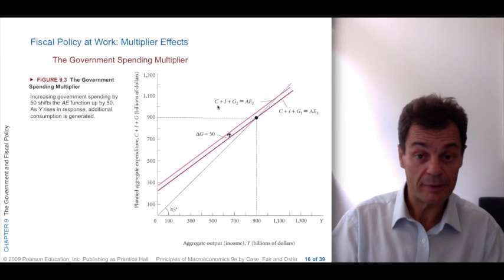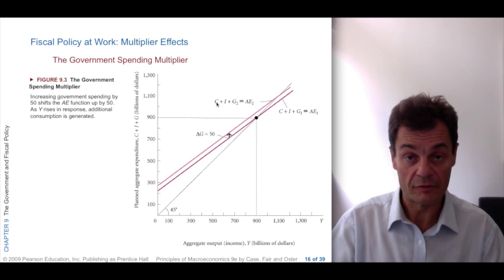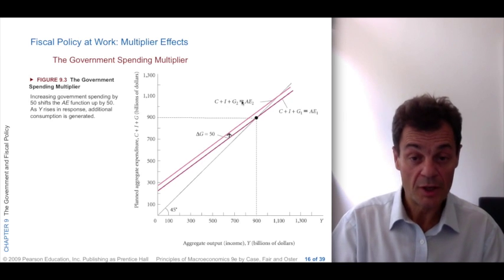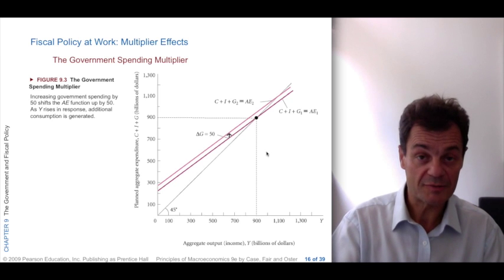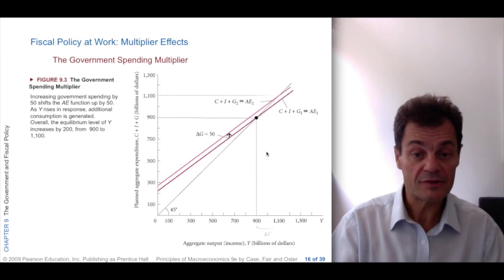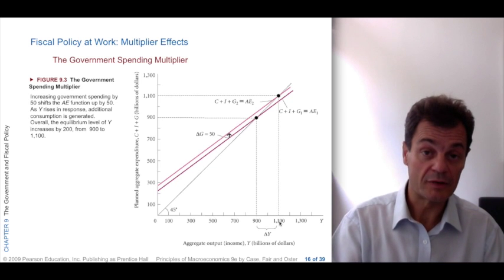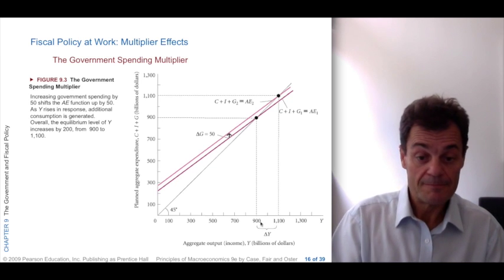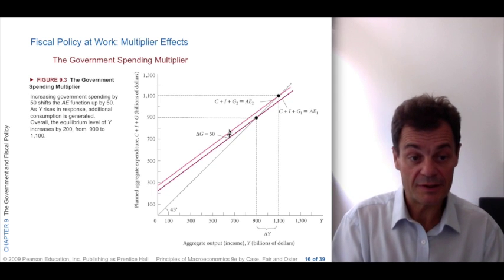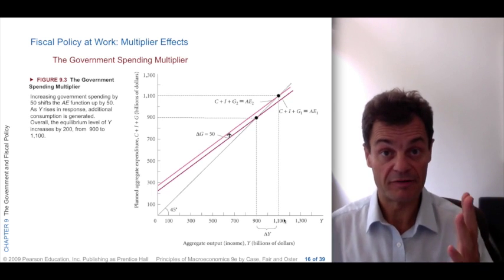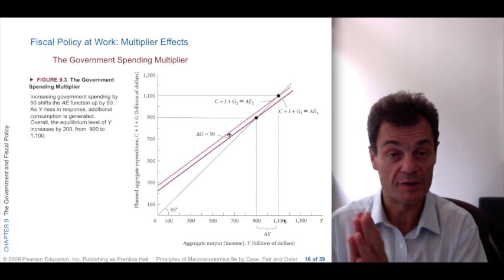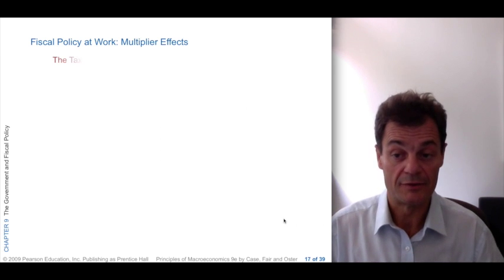which is now made of the consumption of the private sector, of the households, plus the investment of the firms, plus the new total spending of the government, which has indeed been increased by 50, and we can see that this new aggregate expenditure curve finds a new equilibrium at 1,100. In other words, $50 of additional spending in the economy generates $200 of additional income to the economy. There is a multiplying effect, just the same as what we saw with investment in lecture number 8.